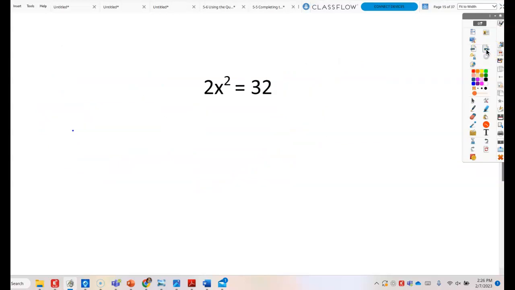So 2x squared equals 32. Is my b term 0? Because there's no x term, right? There's no x. So what do I want to do? I want to get x squared by itself. X squared and x are not the same. So we're going to divide both sides by 2.